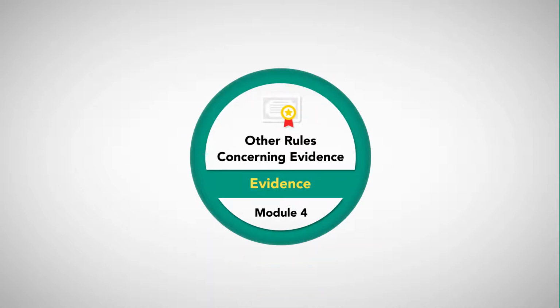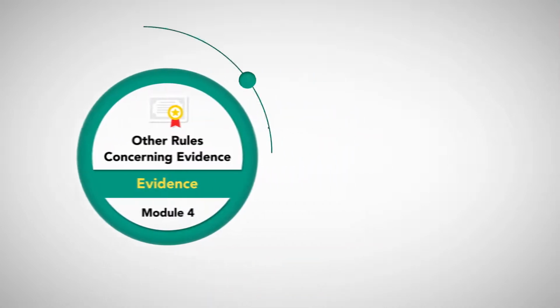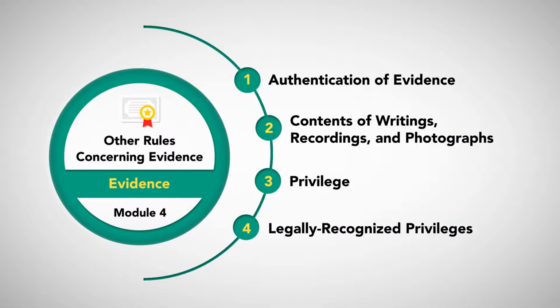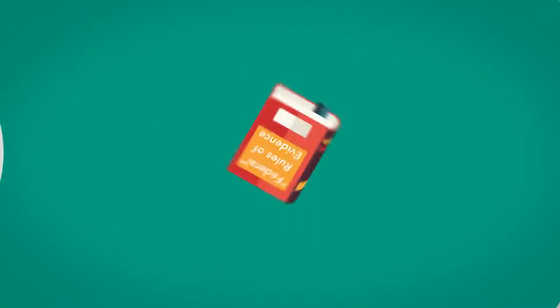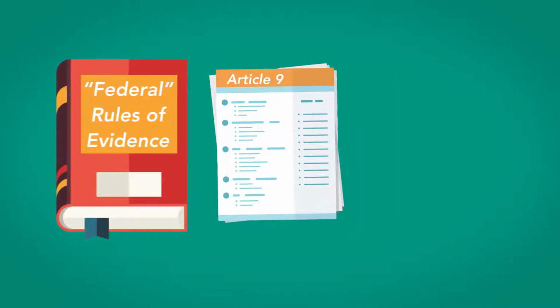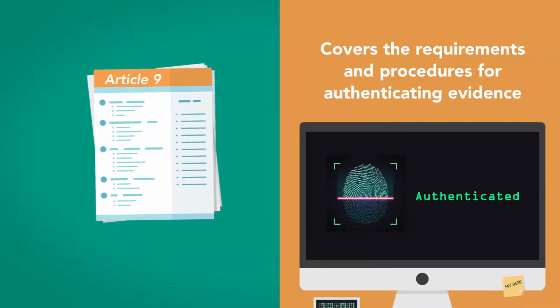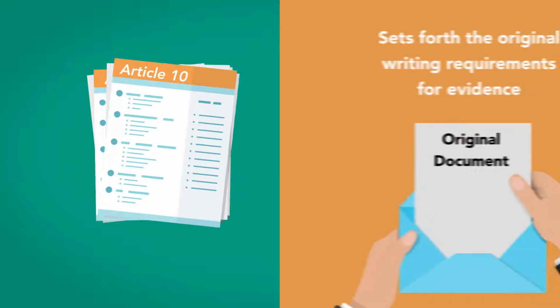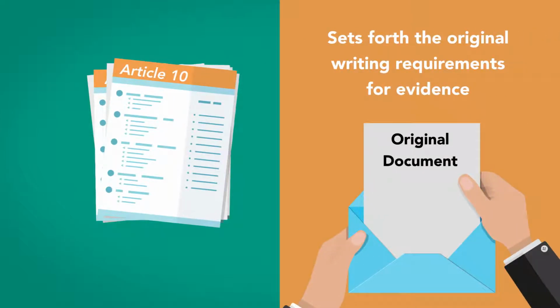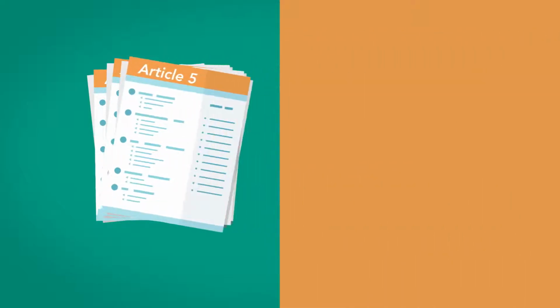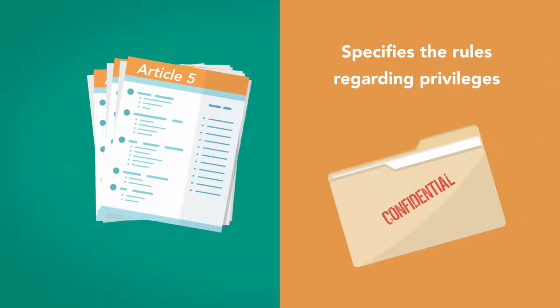Module 4. Other Rules Concerning Evidence. In this module, we'll address Article 9 of the Federal Rules of Evidence, which covers the requirements and procedures for authenticating evidence. Next, we'll discuss Article 10, which sets forth the original writing requirements for evidence, and finally we'll examine Article 5, which specifies the rules regarding privileges.